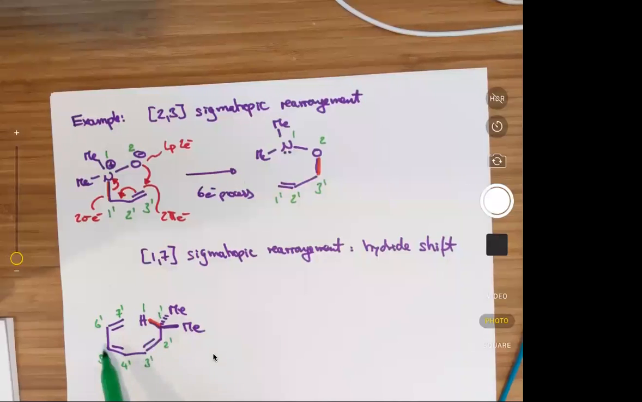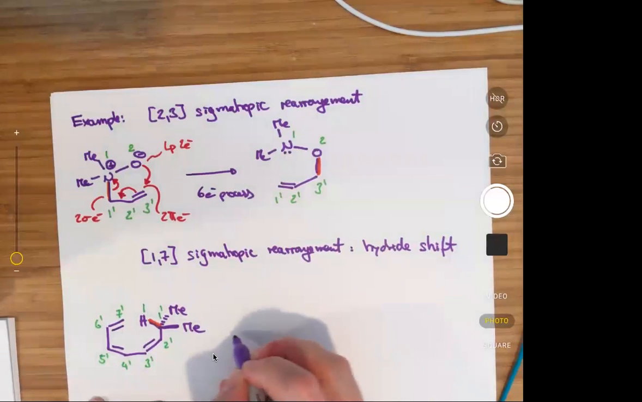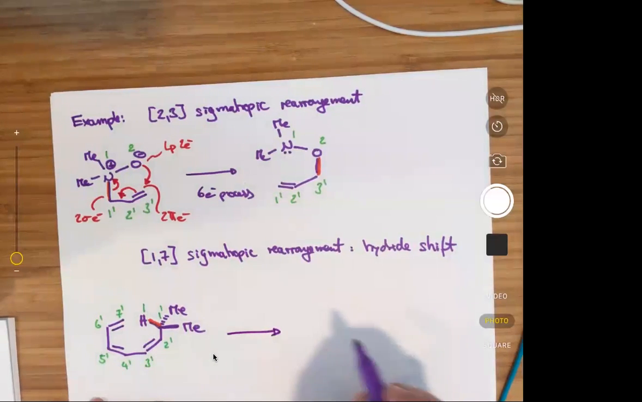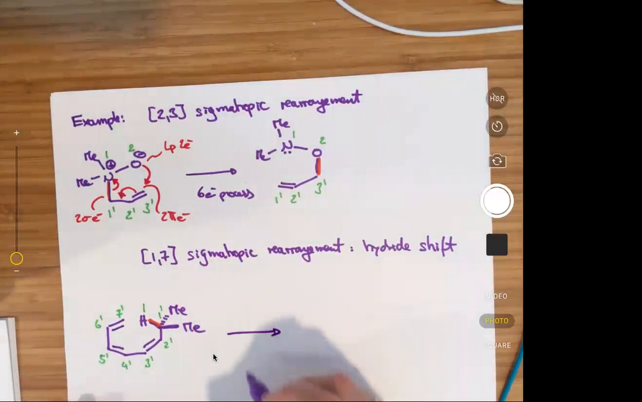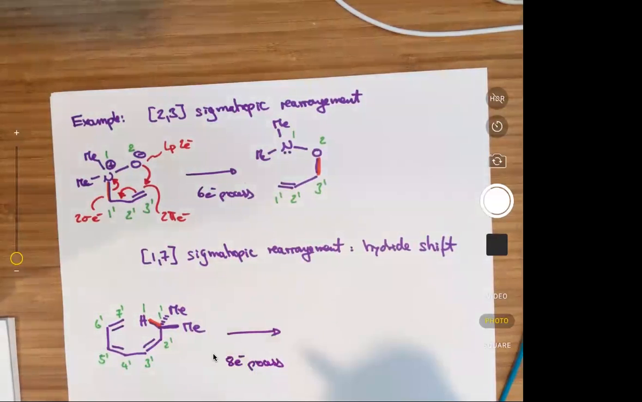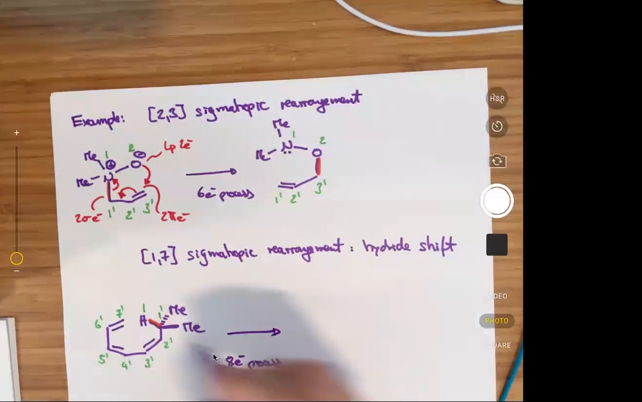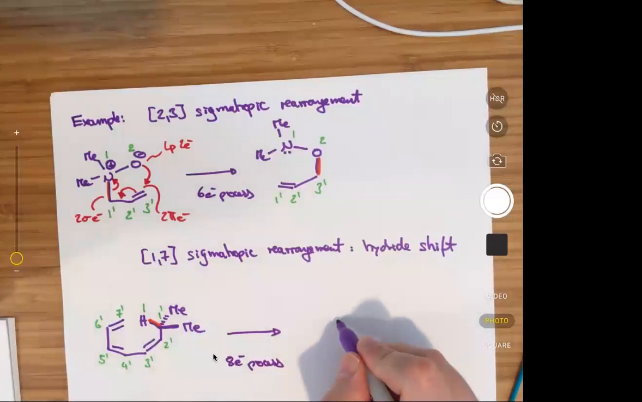That clarifies a little bit the nomenclature. 1, and on the other side of the pi system, you have 7 atoms. Now, if you heated this up, you would induce a shift. So this is a total of an 8 electron process. And the product of this transfers this hydrogen to the other side of the pi system.